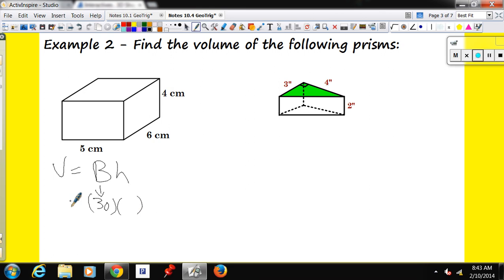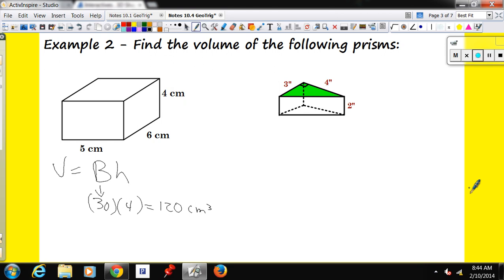And then how many layers does it have? It's got 4 layers. So your volume is 120 centimeters cubed. That's how fast volume can go. You just know how many is in the first layer, times it by how many layers there are, and you'll have your volume. That's for prisms. Prisms are your easiest. They are the quickest because you can usually see what the first layer is, and then you can times it by the height.